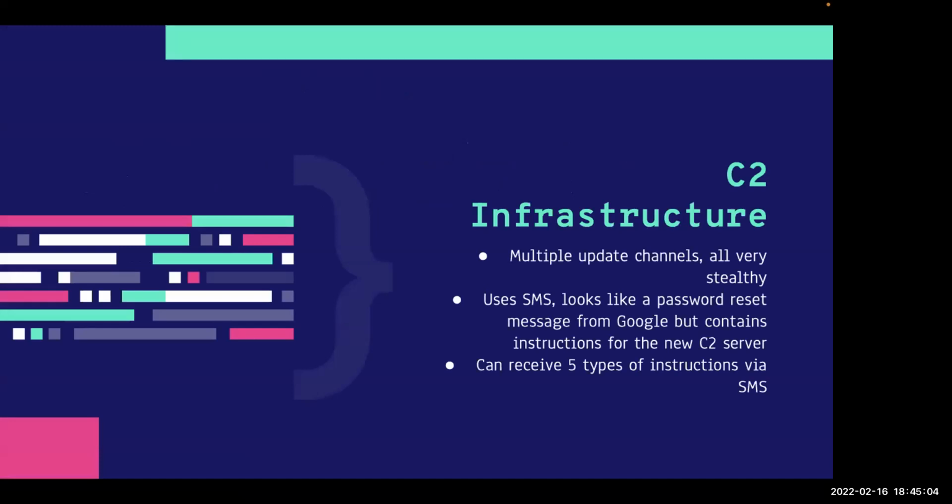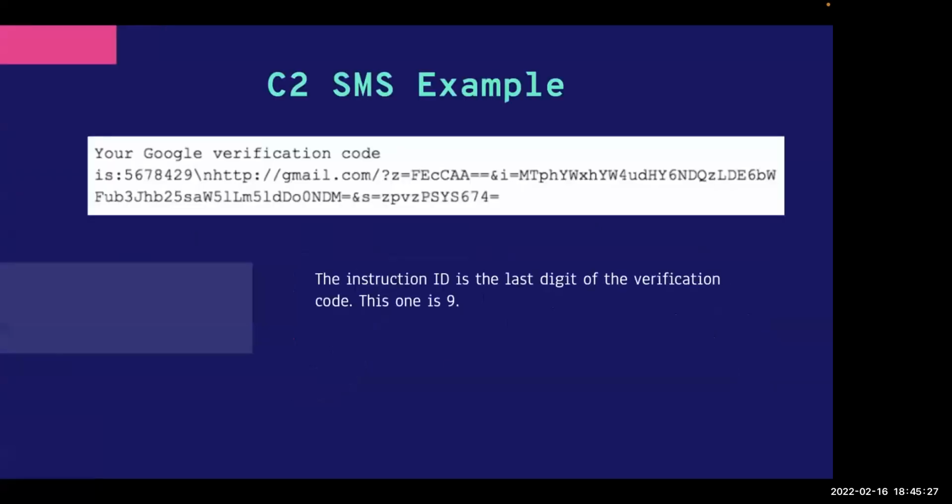The C2 infrastructure was pretty unique as well. They had multiple update channels, which were all extremely stealthy, and used SMS, which looked like a password reset coming from Google or Gmail or WhatsApp, Facebook, just a bunch of different ones. But they contain instructions for the new C2 server if it somehow got pulled down or stopped working. So this is an example of that C2 SMS. It looks exactly like a Google verification code text you might get, but the instruction ID is the last digit of the verification code, which this one is 9.